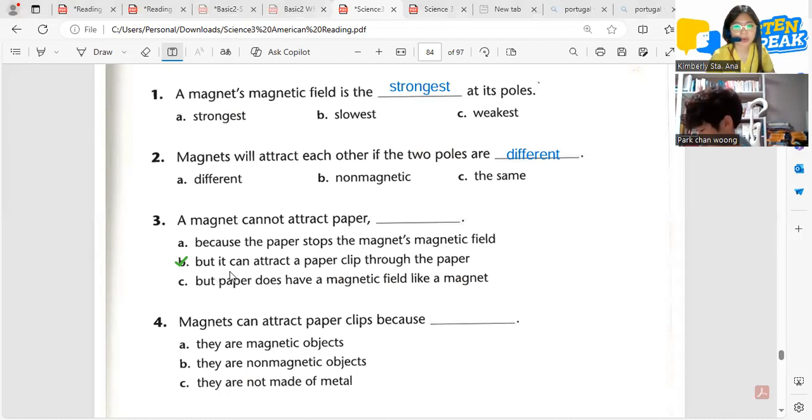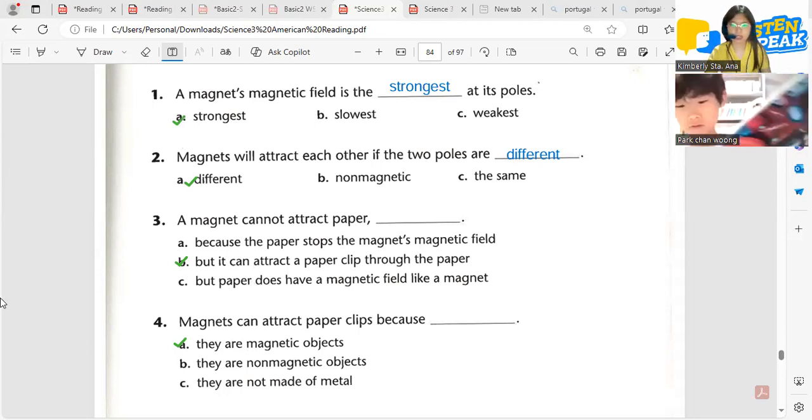Let's have number four. Okay. Magnets can attract paper clips because they are... They are what? Magnetic objects. Very good. See? We did it very quick.